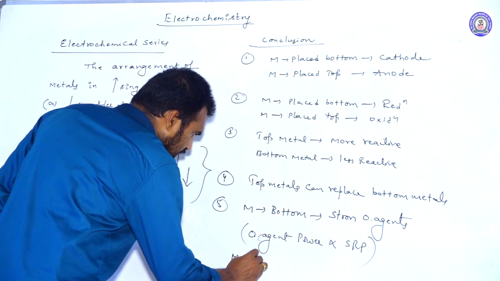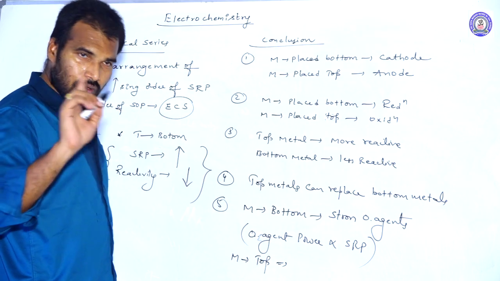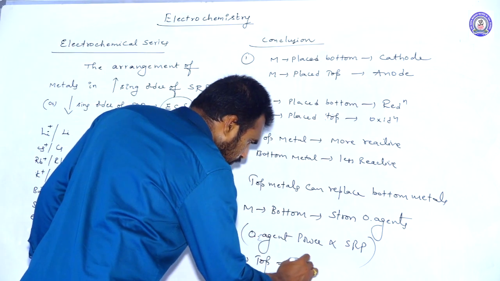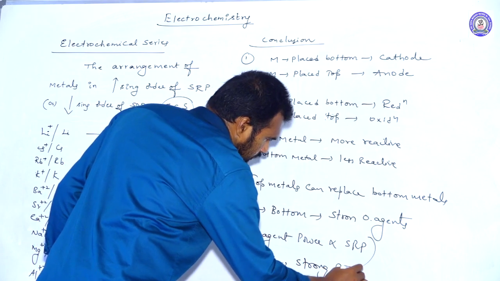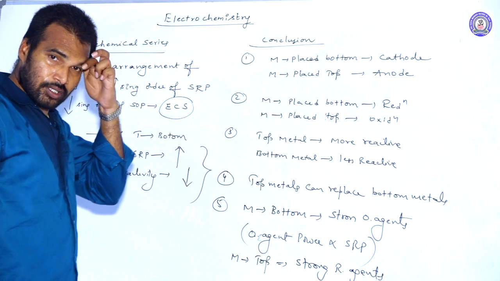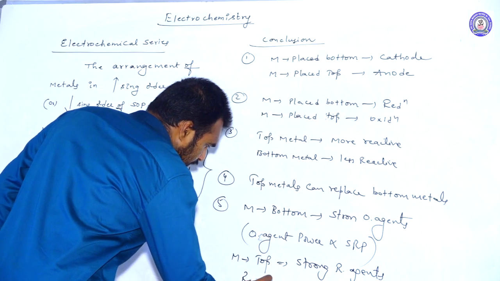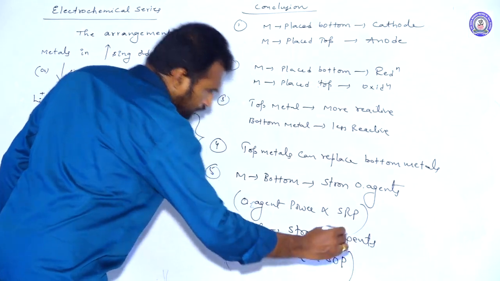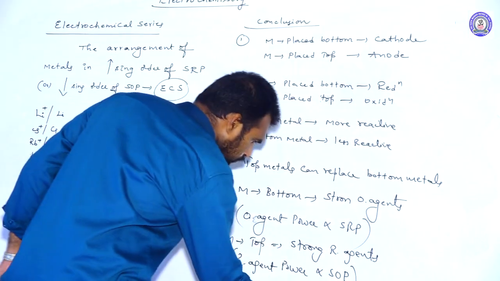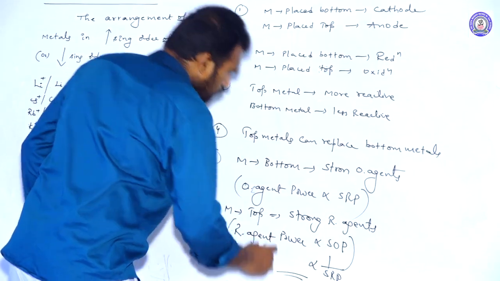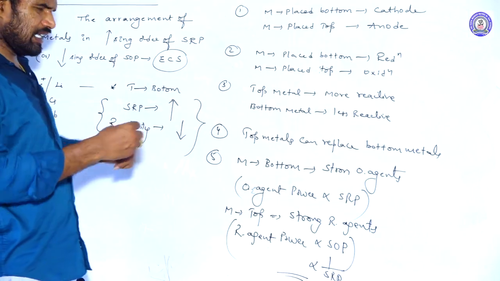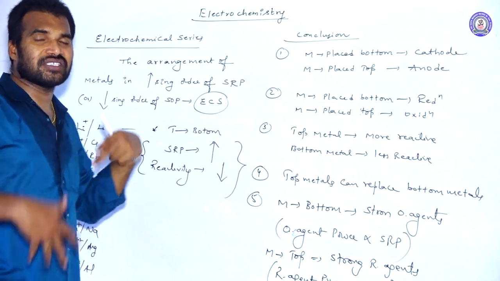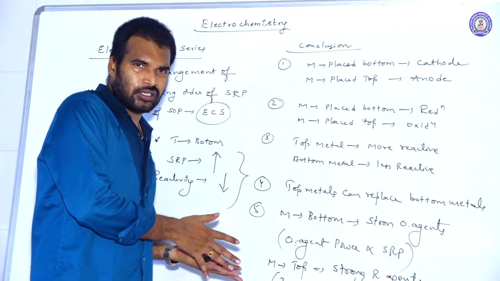And the metal which is placed at the top will undergo oxidation. The species undergoing oxidation we call reducing agents. So they act as strong reducing agents. That means we can write: reducing agent power is directly proportional to SOP. SOP is inversely proportional to SRP. So just remember these 5 conclusions so that we can easily identify which metal is undergoing oxidation, which is undergoing reduction, which is acting as a strong oxidizing agent, which is acting as a strong reducing agent.